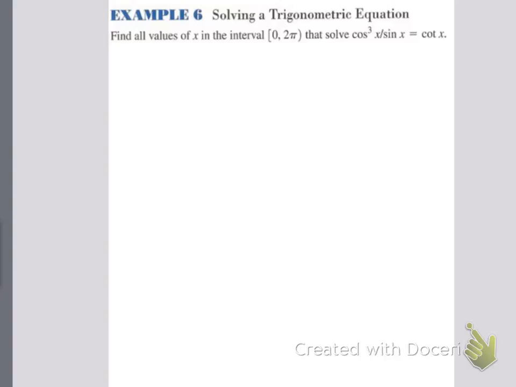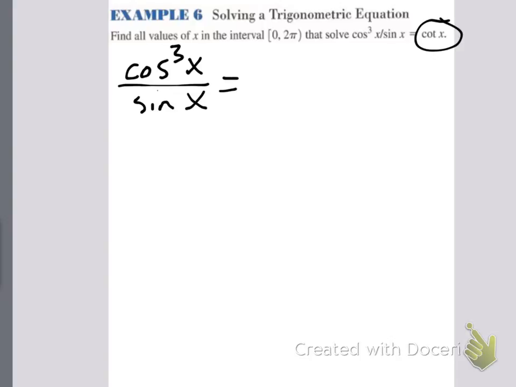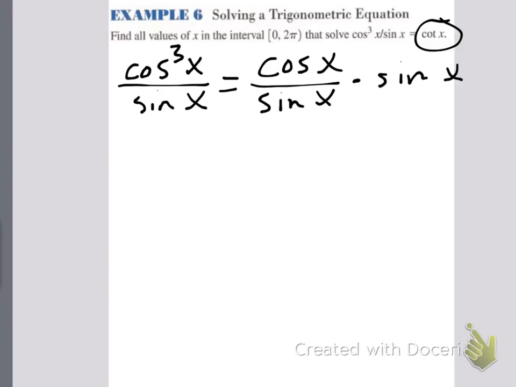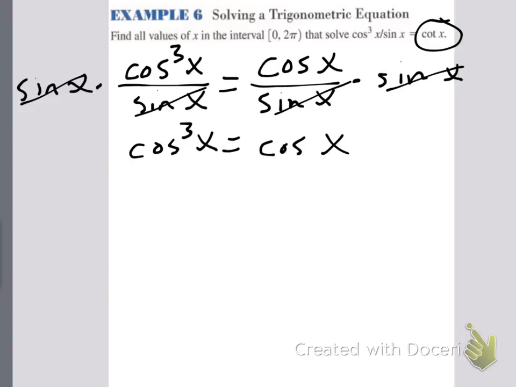Okay, now it says find all the values of x in the interval 0 to 2 pi that satisfy cosine cubed x over sine x equals cotangent x. Well, cotangent x is cosine over sine, so I'm just going to rewrite that right now. What I can do is multiply both sides by sine x, and that literally will get rid of everything and leave us with this.